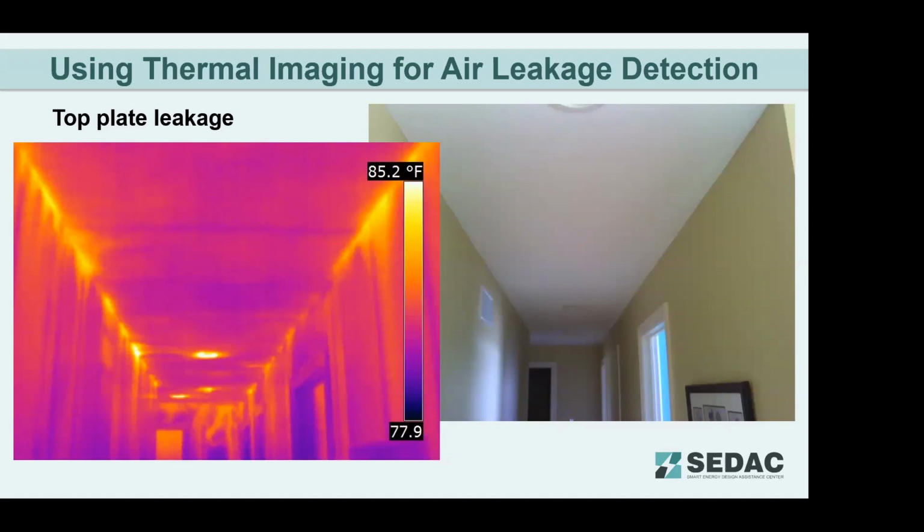Here's an example of top plate leakage with the thermal imaging camera. The view is in a hallway, looking at top plates on both sides. It was a summer picture, so all that hot air is just coming right through the top plates, down into the walls and into the house.